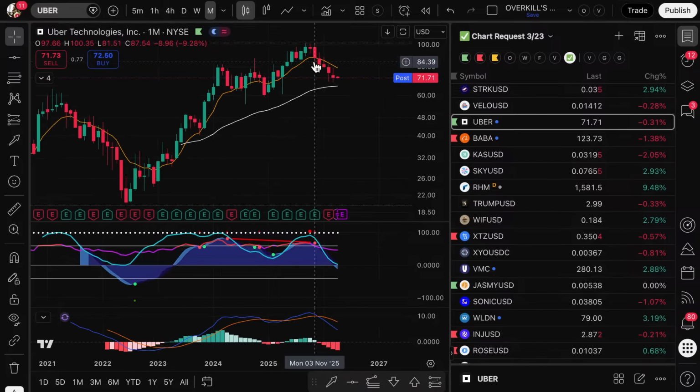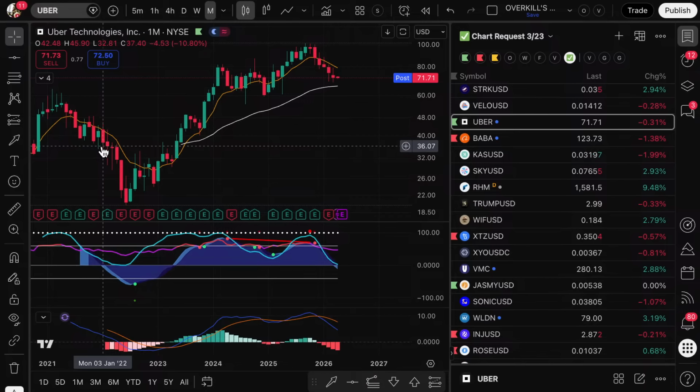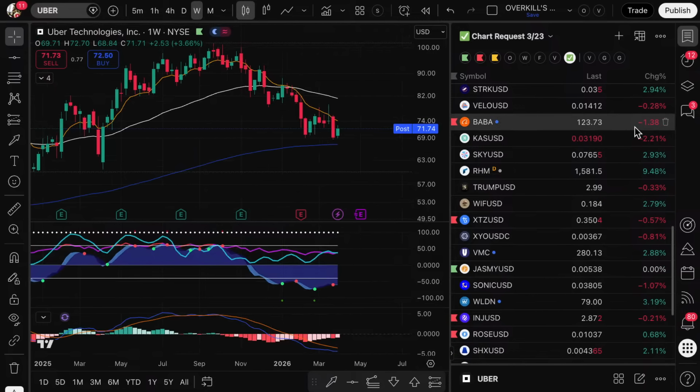This is another one that's gotten beat up 1, 2, 3, 4, 5, 6, 7 months in a row down. Last time that happened was 1, 2, 3, 4, 5, 6 months right here, and then big rebound. So it's coming into that 4 year average. I think that's at a fair price.